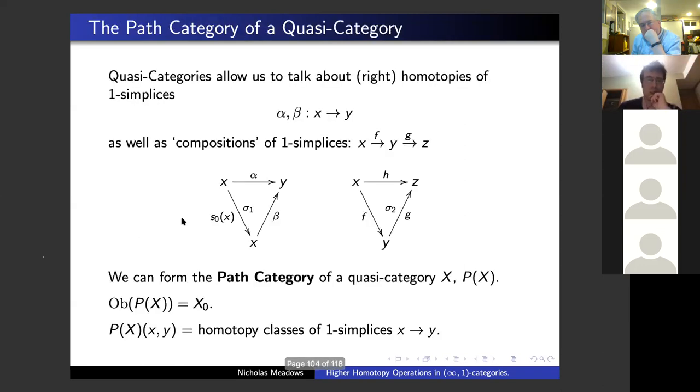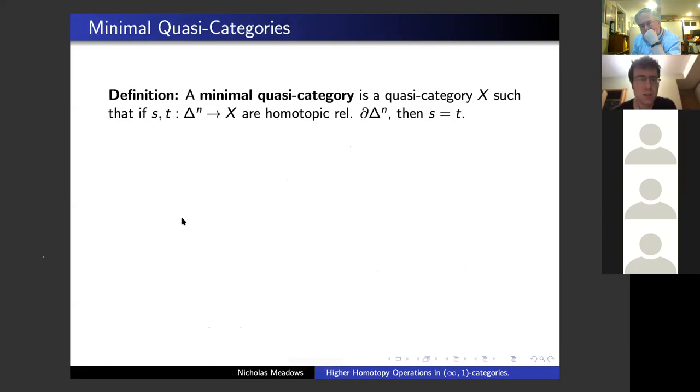The thing is that compositions are only well defined up to this notion of homotopy in a quasi-category, which makes defining these Toda things, or these higher operations, a bit difficult. So to make more sense of this, we can work with minimal quasi-categories.